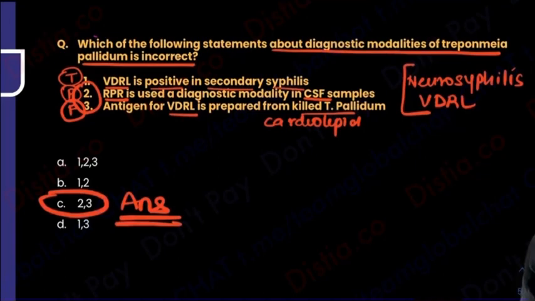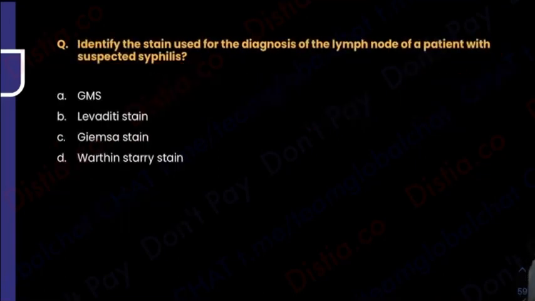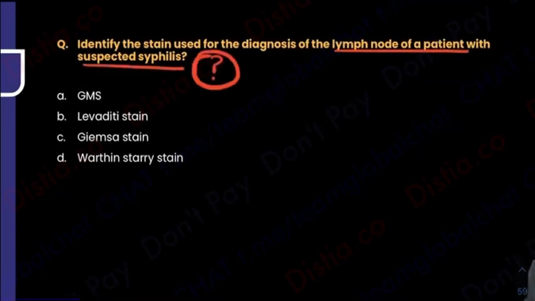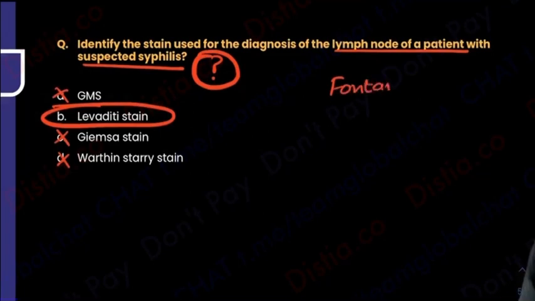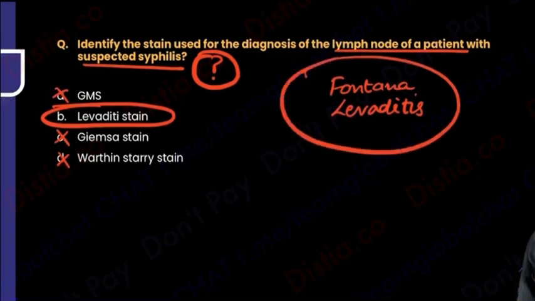Let's quickly pick up one more question over here. Identify the stain used for the diagnosis of the lymph node of a patient with suspected syphilis. Guys, syphilis, what all do we have? Warthin-Starry stain, no. Giemsa, no. Gomori methenamine silver, no. But I know that we have two stains which we use. We use the Fontana stain and we use the Levaditi stain. These are the two silver stains that we are using. I have Levaditi in the options over here.